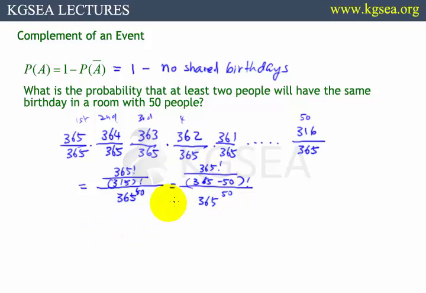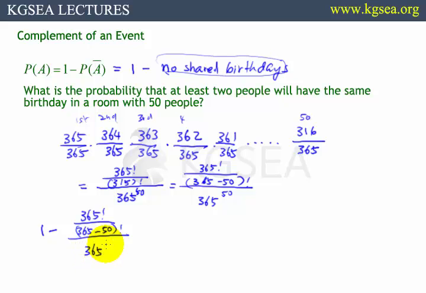Okay, now let's go to the problem. What is the chance that at least two people share the birthday? Well, complement. We just found this, so you have to do 1 minus what we found, and that will be the answer we are looking for. So let's do 1 minus 365 factorial over 365 minus 50, over 365 to the 50th. So that's the probability that I'm looking for.